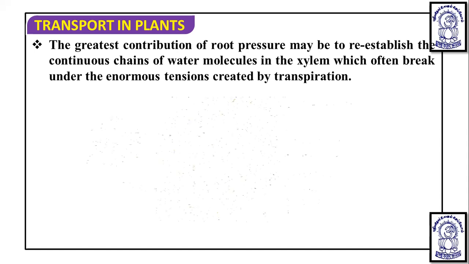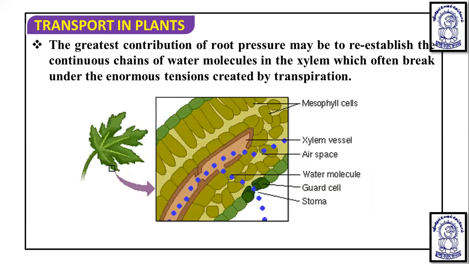So you can see this is the surface from where water is being lost, and water is coming. Here the xylem is there. If it is pulling the water, the water column is there. Now this may break due to tension. If this water column is breaking, then the root pressure from this side will provide a modest push. This will ultimately help to re-establish this chain. So this is one of the roles of root pressure.